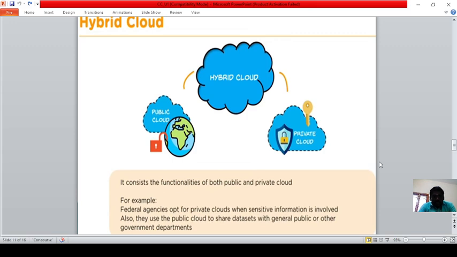For example, federal agencies opt for private clouds when sensitive information is involved. And if they want to share data sets among the general public, they use the public clouds. For sharing some information with the public, they use the public cloud. So the federal agencies use both private and public clouds. That is a hybrid cloud. That's all about the deployment cloud models.